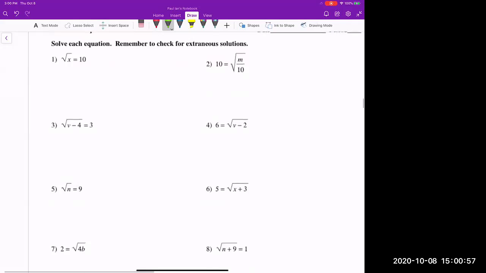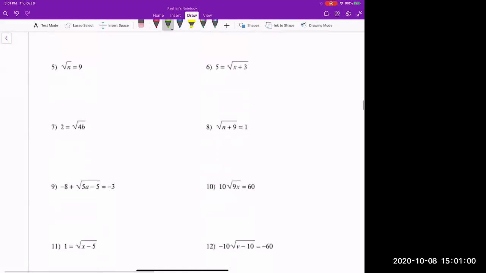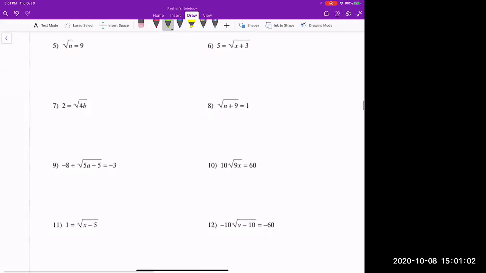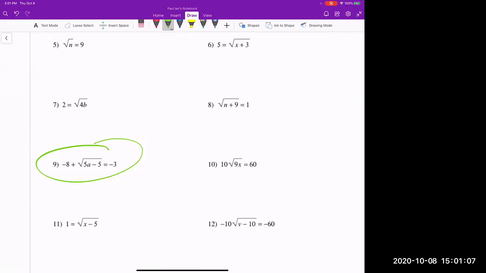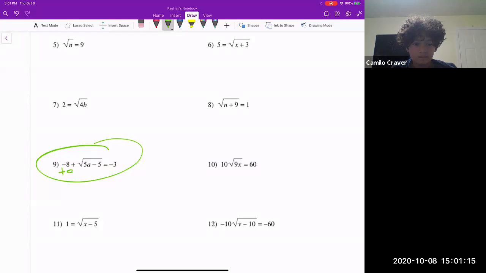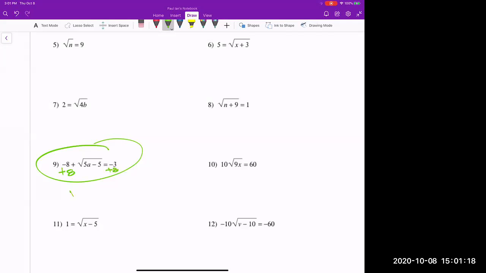Let's do one that. Oh, is this a 3-stepper? Okay, let's do this guy right here. What do you do first? Plus 8. Okay, plus 8. So 5a minus 5. That's really bad handwriting. 5a minus 5 equals 8 minus 3. That's 5.